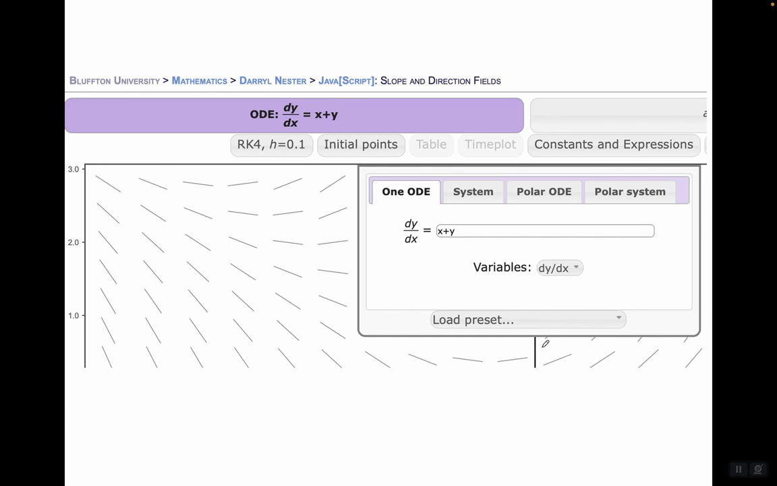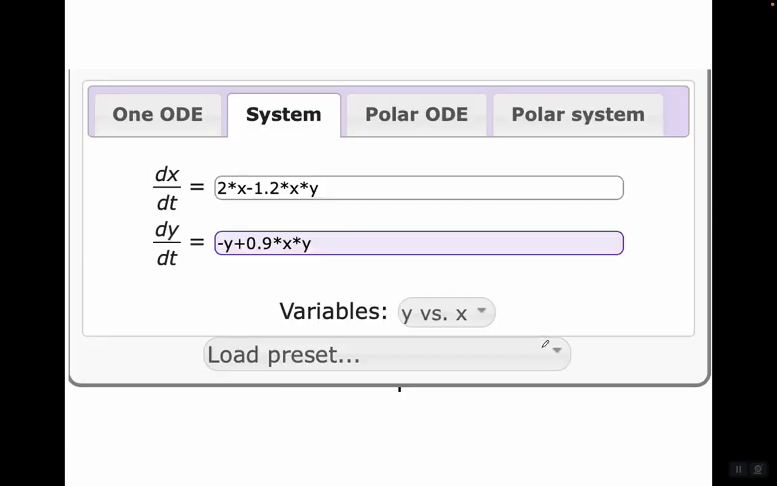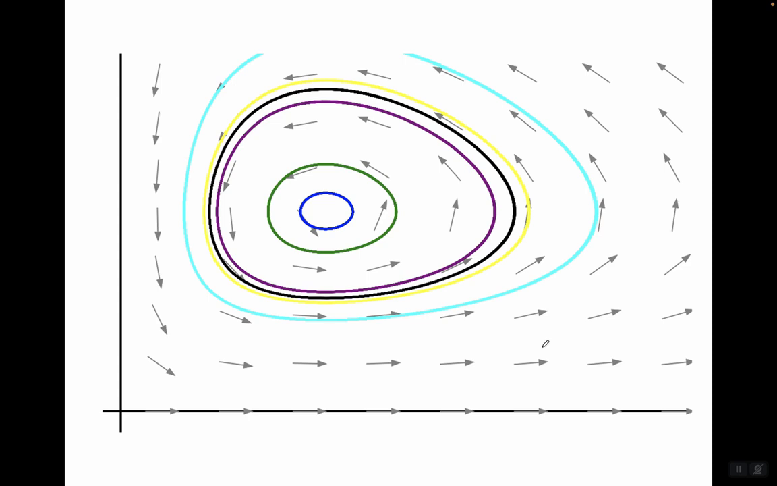Okay, this is what you get. It's a phase portrait plotter. Enter these differential equations, 2x minus 1.2xy. You really should write it as 2 times x minus 1.2 times x times y. You probably don't need the star between the 2 and the x, but you really do need it between the x and the y. And similarly, dy/dt equals negative y plus 0.9 times x times y. And we end up with something like this. So this is what we get.